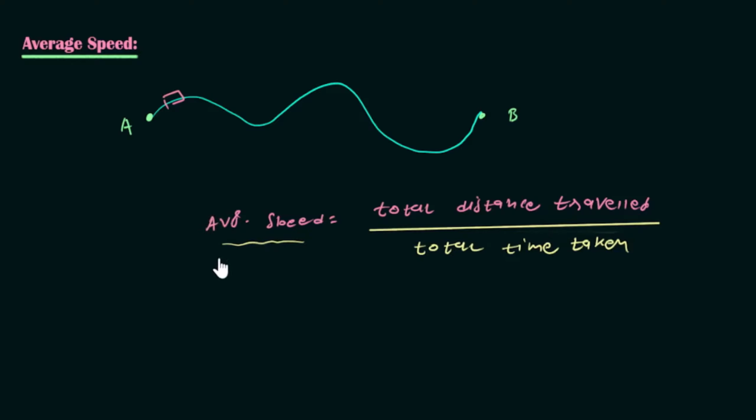Now the symbol of average speed can be taken as v average, like this, two angle brackets like here, v bar, v mean, v average. So these are different symbols of average speed which can be used in notation.